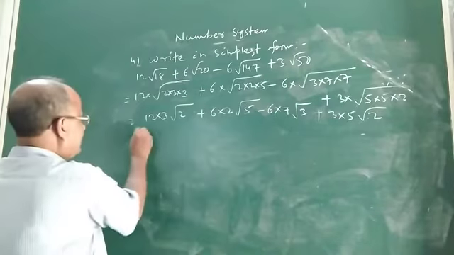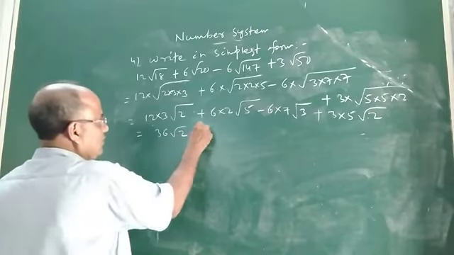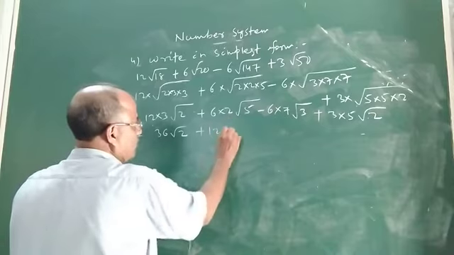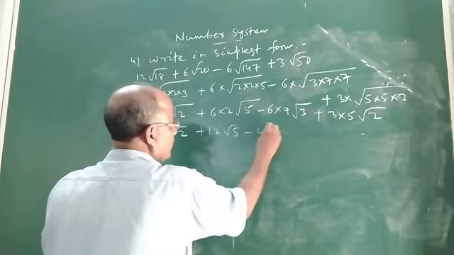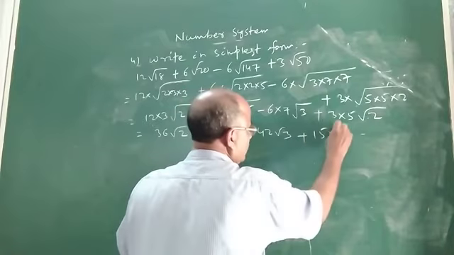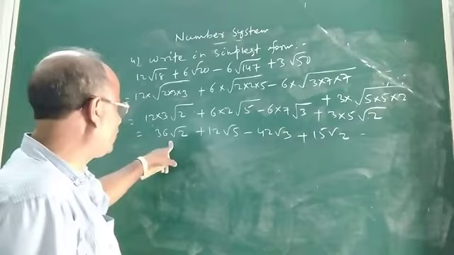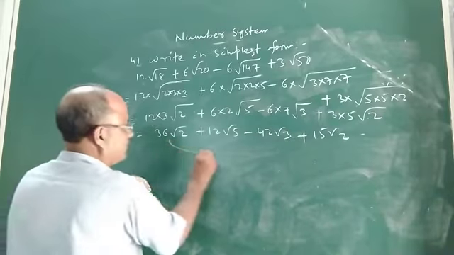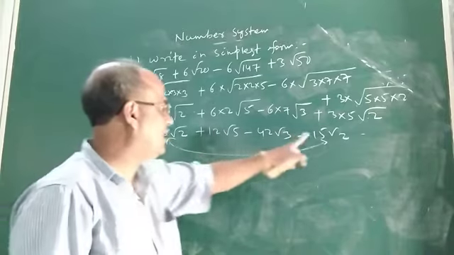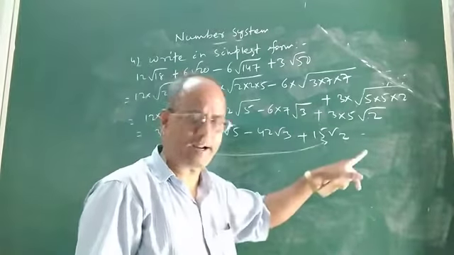Okay, so this is 36, 12 into 3 is 36 root 2, 6 into 2 is 12, 12 root 5 minus 42 root 3 plus 15 root 2, you see. So 36 root 2, now look at these two terms. These two terms are like terms, 36 root 2 and 15 root 2. As they are like terms, they will be added.